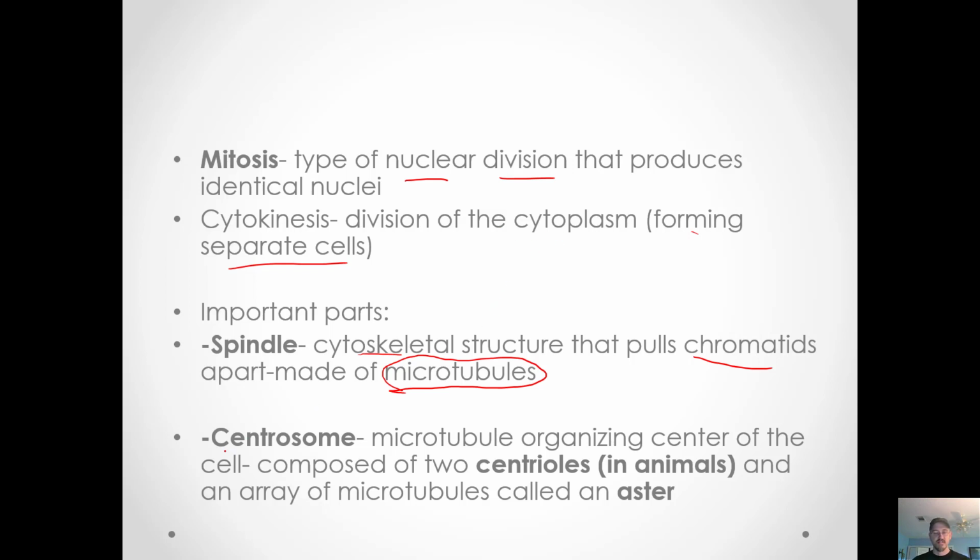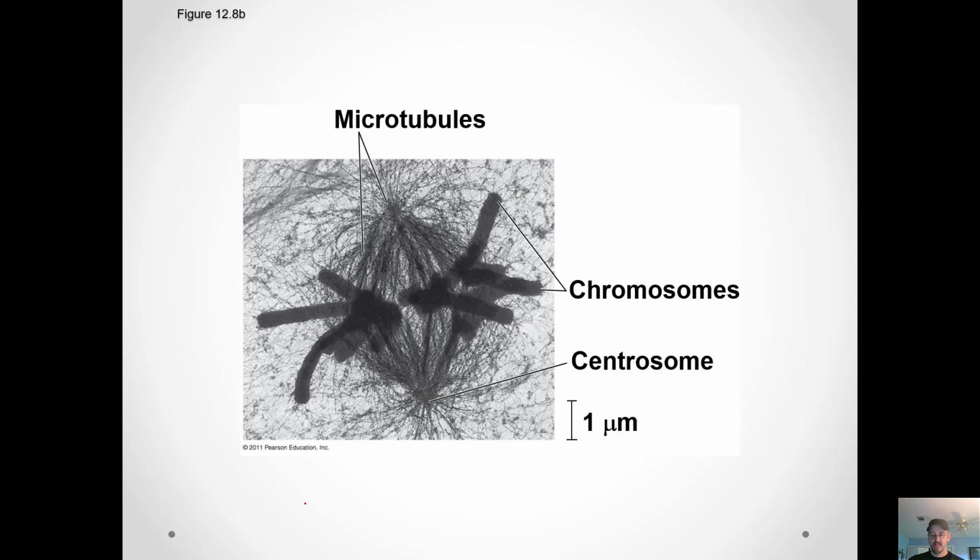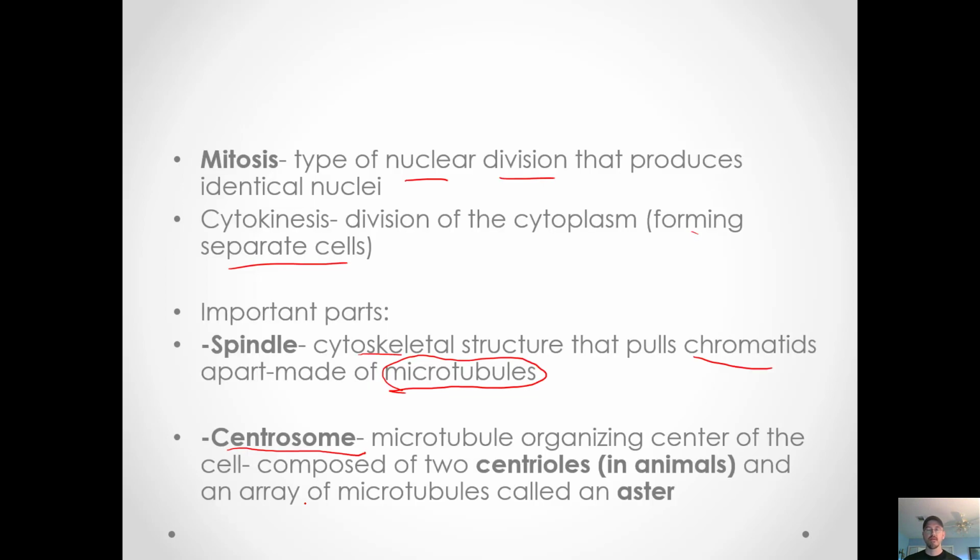Then there are structures known as the centrosome. And actually, it's more of an area than a structure. So the centrosome is a microtubule organizing area or organizing center. And in animals, it has two centrioles and an array of microtubules called an aster. So if I was going to draw that, here's a cell.